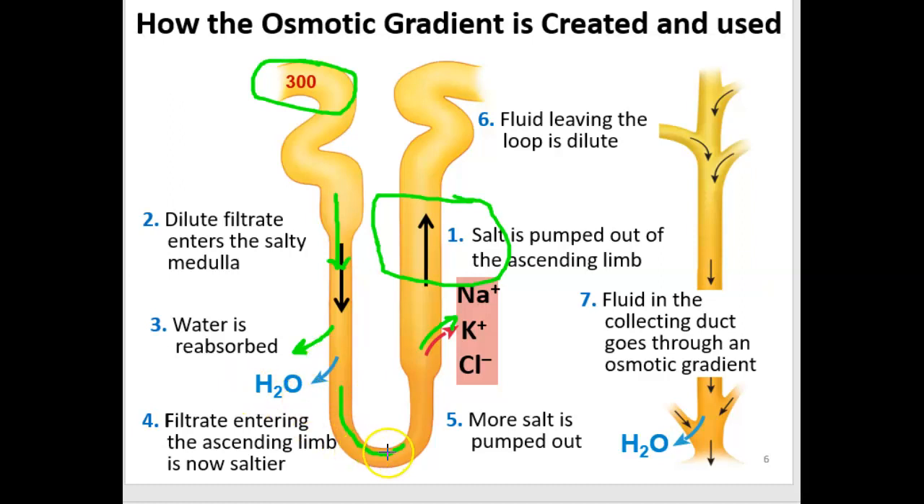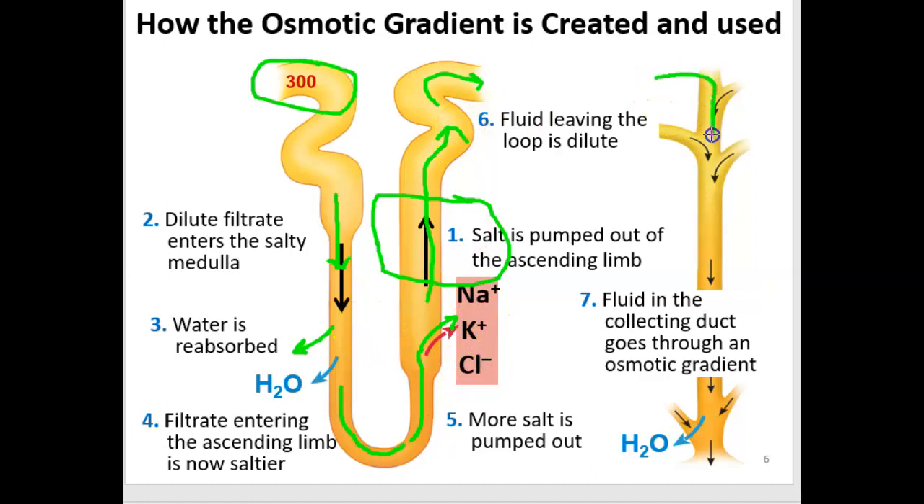It's lost water. Well, that works well because the next part of the nephron is going to be able to take that salt and pump it out into the interstitial space. Therefore, the fluid that leaves the ascending limb is dilute. So that's relatively dilute. It's lost water, then it lost salt.